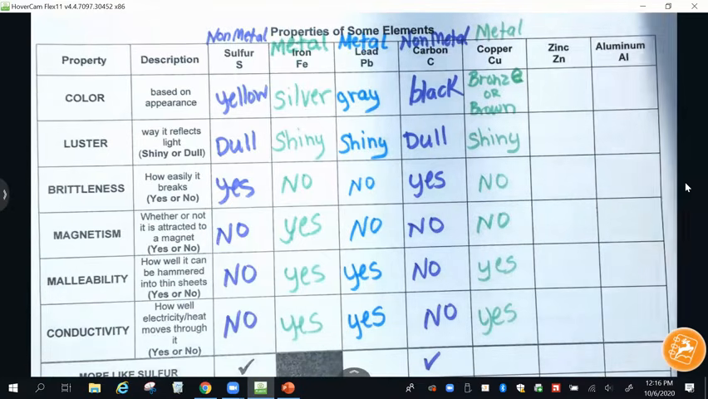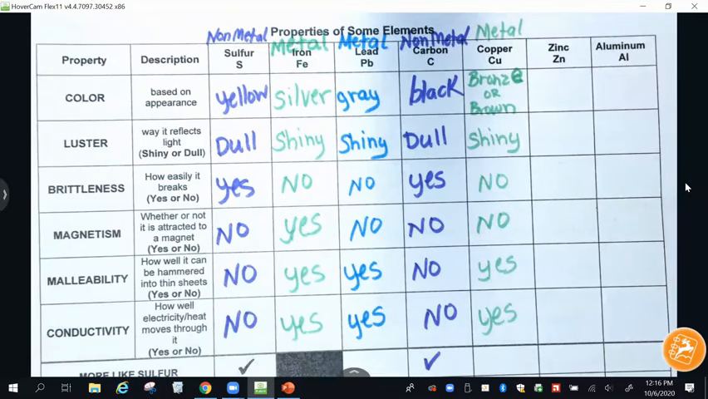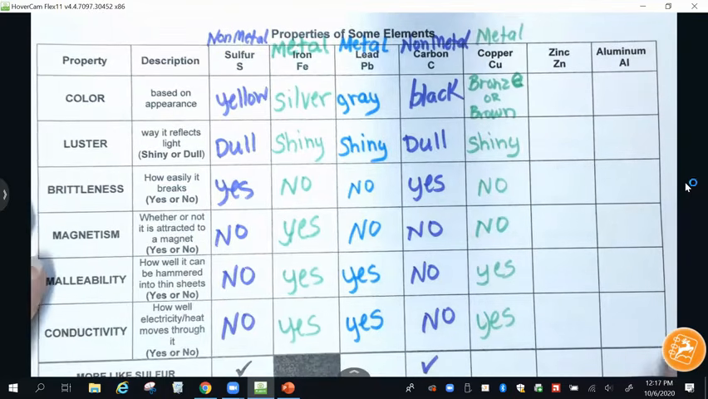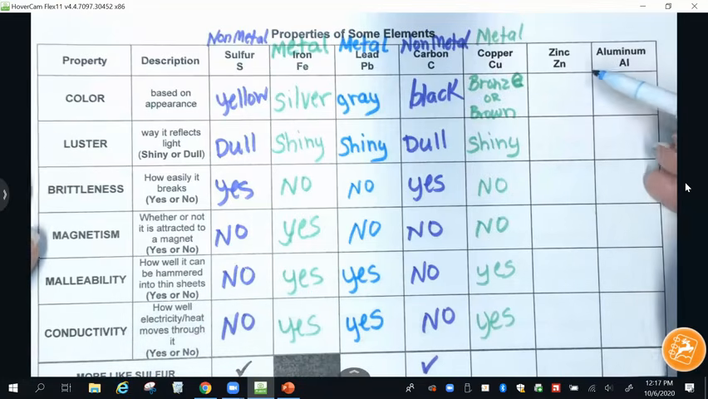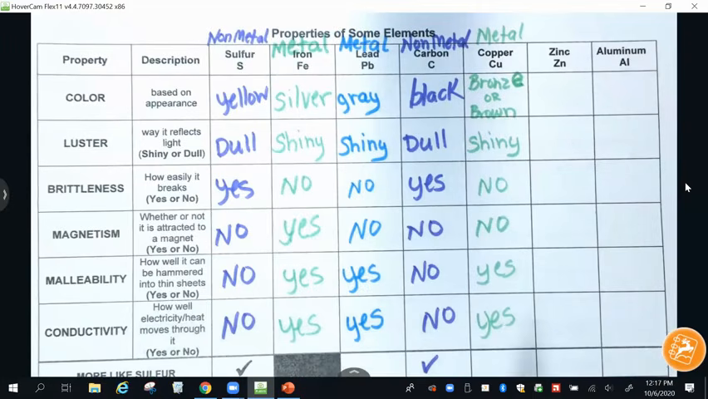The way I know it's a metal, if it conducts electricity, it is a metal. If it doesn't, it is not a metal. Yeah, that is one of the main things to look for. All metals conduct electricity. Well, not all, but most. We'll say most. Okay, our next element is zinc.